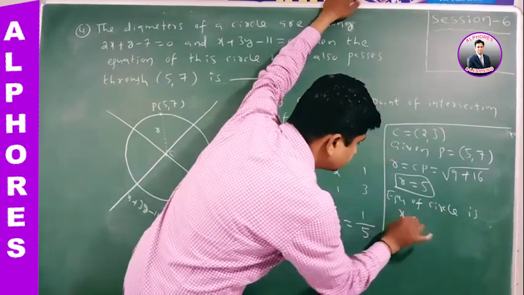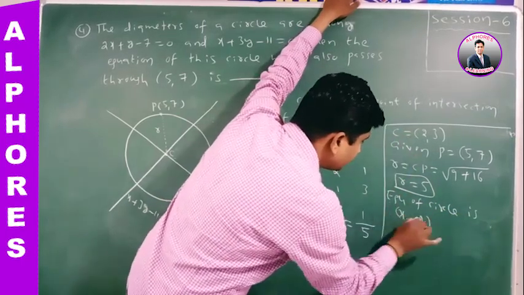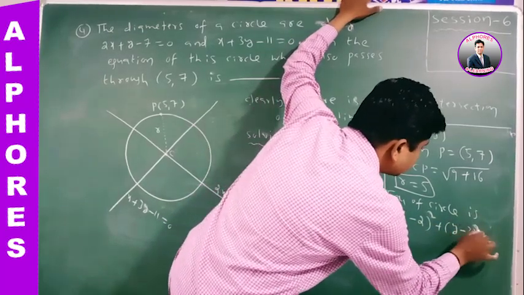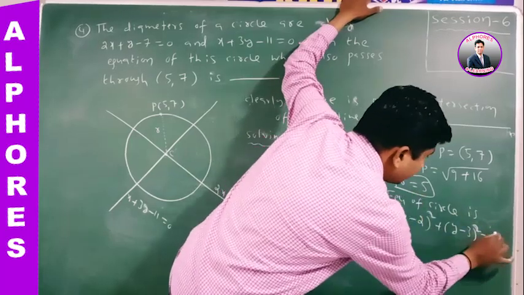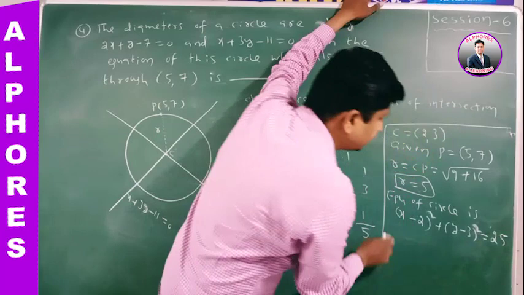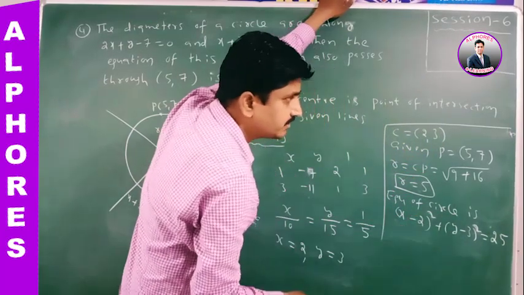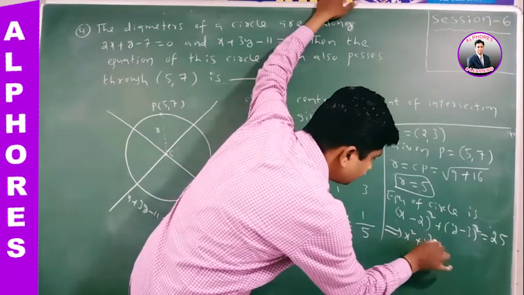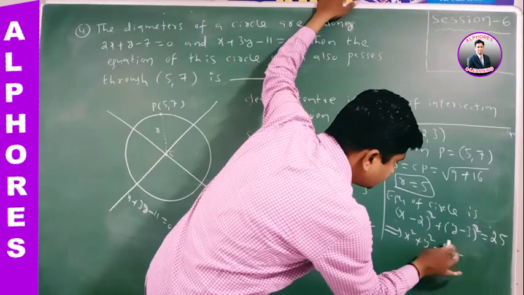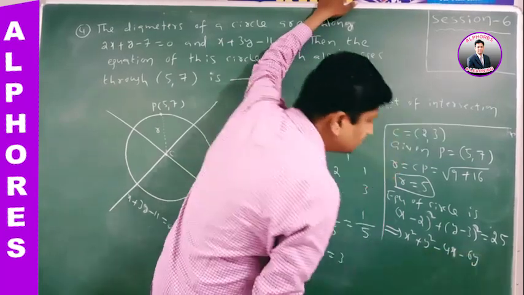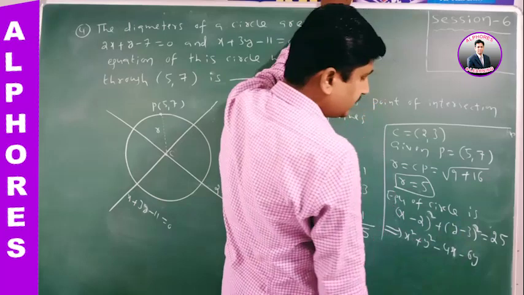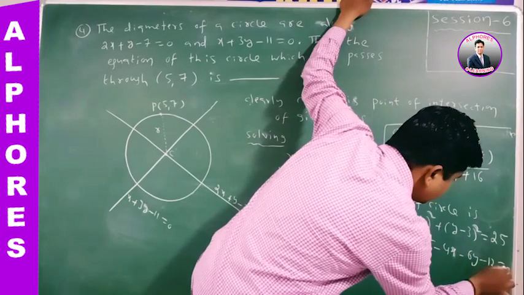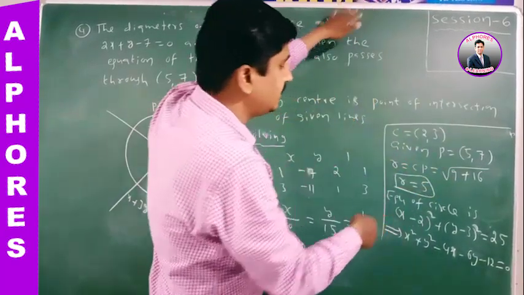Next, the equation of the circle is (x minus 2) whole squared plus (y minus 3) whole squared equal to 5 squared, which is 25. This is the form (x minus h) whole squared plus (y minus k) whole squared equal to r squared. Finally, it is x squared plus y squared minus 4x minus 6y, left side 4 plus 9, 13, right side 25. Taking 25 to the left side, it is minus 12 equal to 0. This is the equation of the circle.